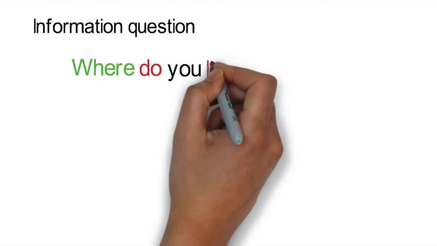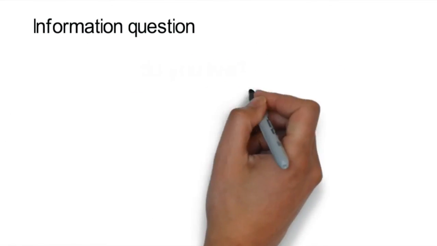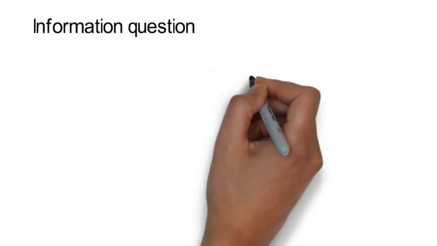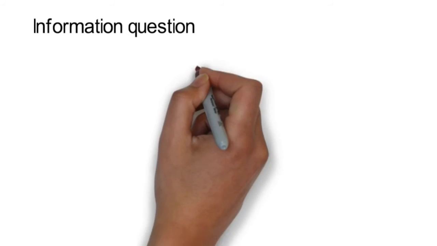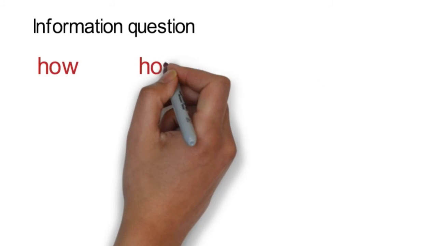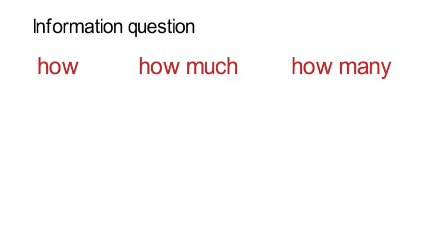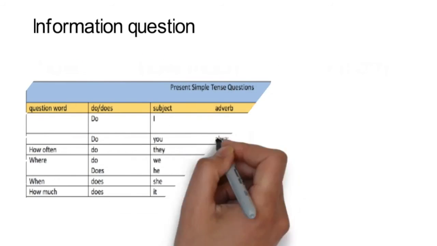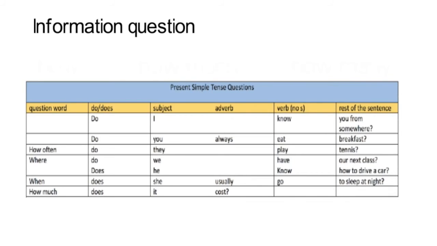Where do you live? We start with a WH question word such as what, when, where, who. Or we could use how much, how many, and so on. Here's a table that shows examples of both yes or no questions and information questions. Take a minute to read this table.